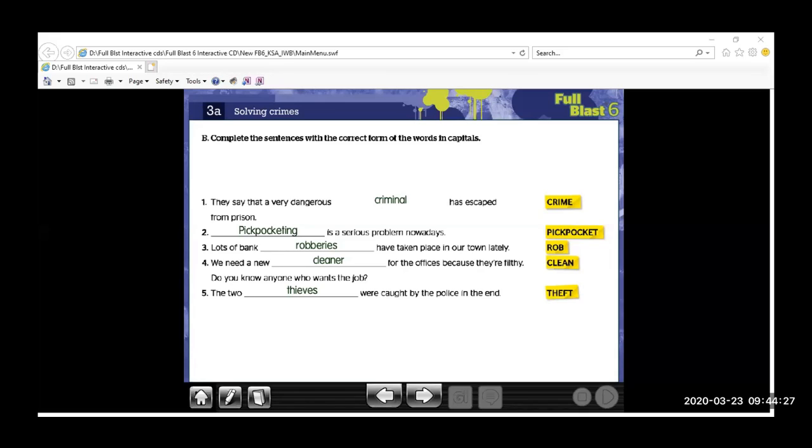The homework is to answer exercise E on page 98. Answer exercise E on page 98.